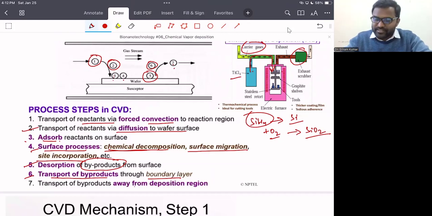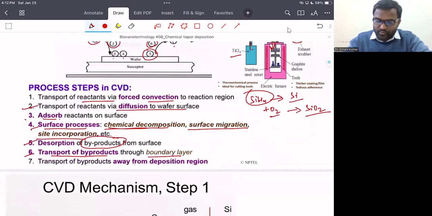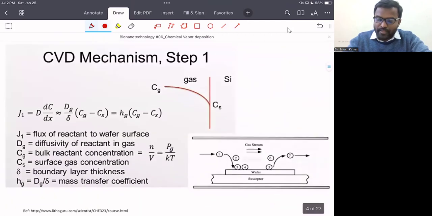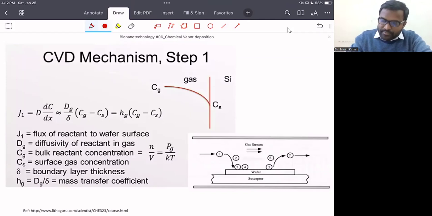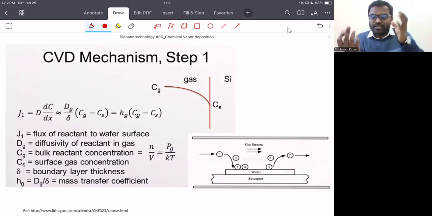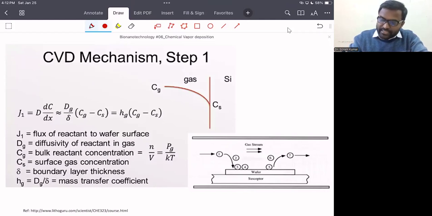Now let's understand some mechanisms. What kind of mechanism do we need to follow? What is happening in the CVD chamber? As we understand, the first step is about the forced convection from the precursor containers to the deposition chamber, and the second is about the diffusion, right?